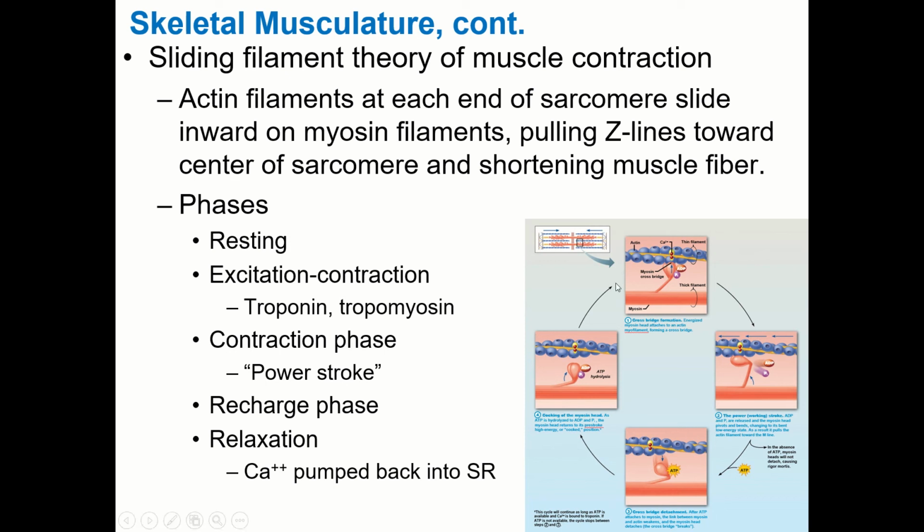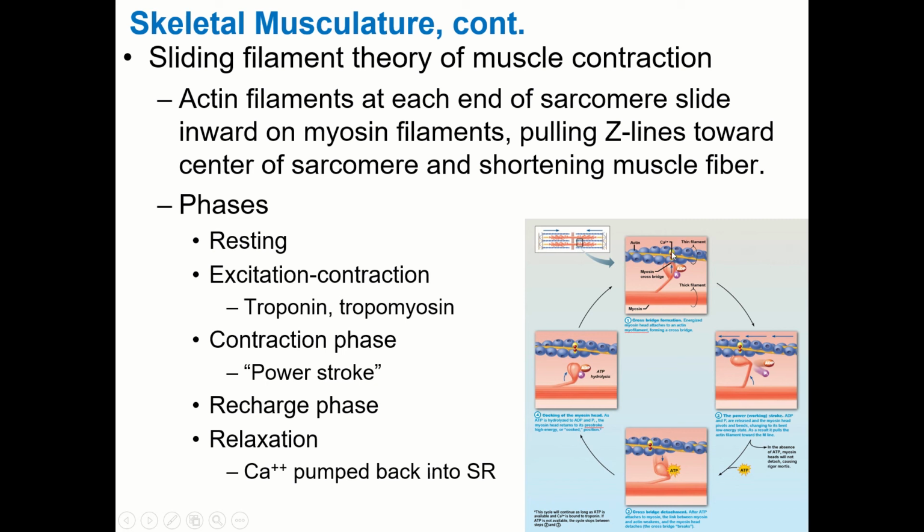So we'll start up here. So again, the blue stuff is actin. The red here is myosin. So this is a myosin head. You'll see on the actin that we have these little indentations here, which are the binding sites that myosin really likes. And so there's two other proteins here. There is troponin and tropomyosin. So troponin is this yellow, or these little yellow dots.